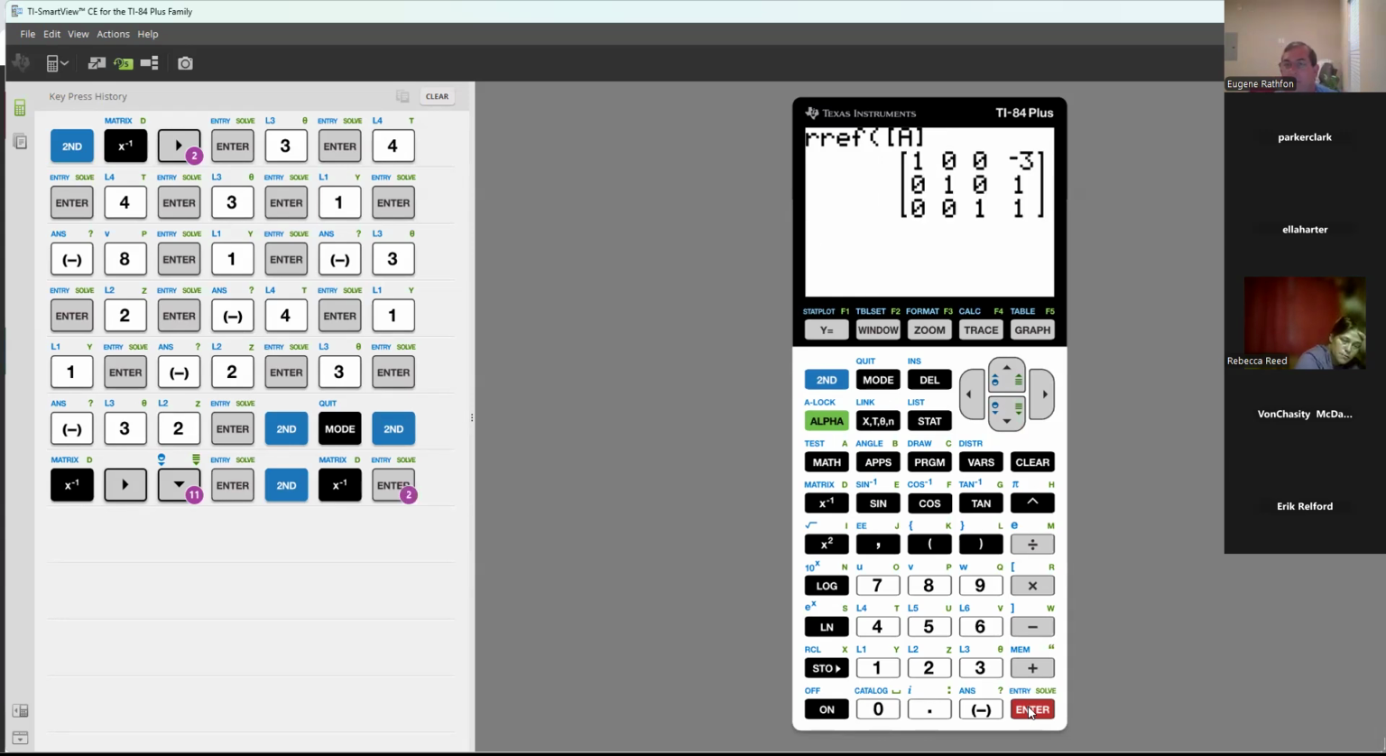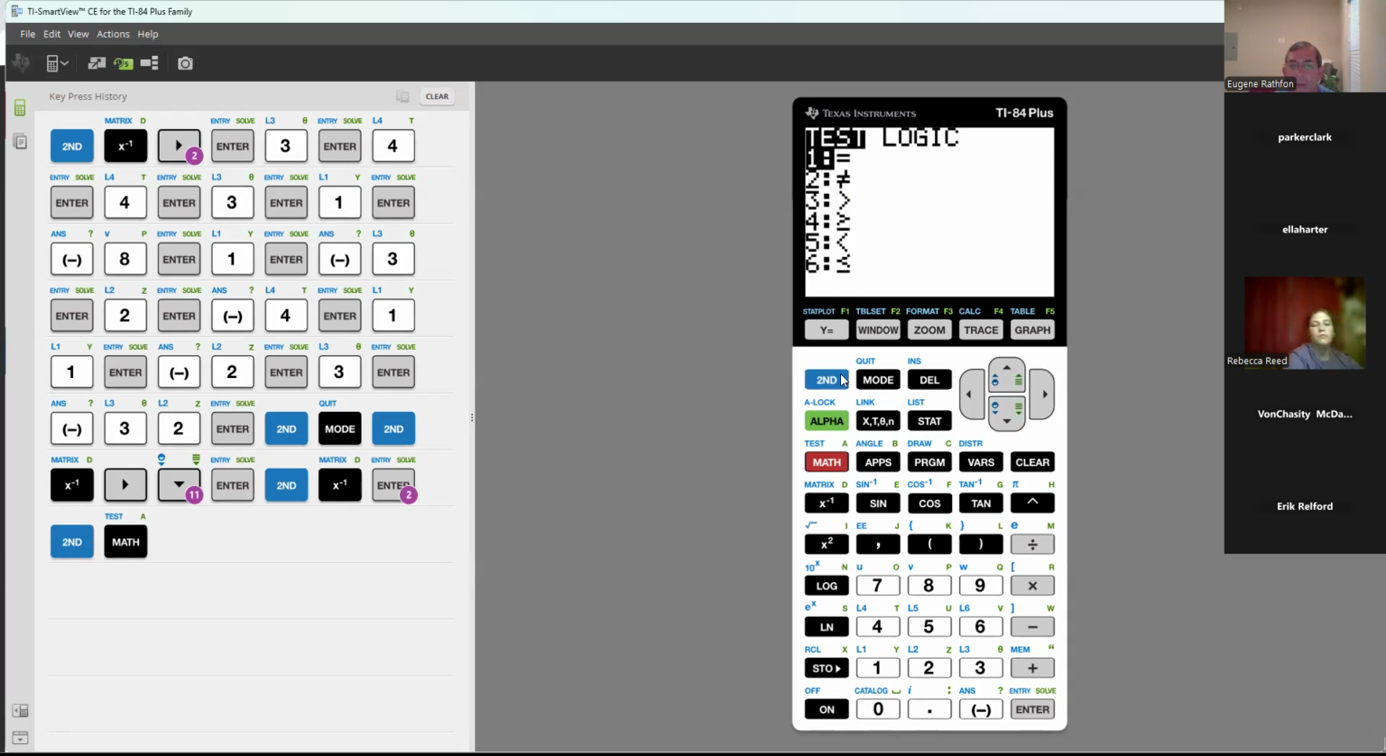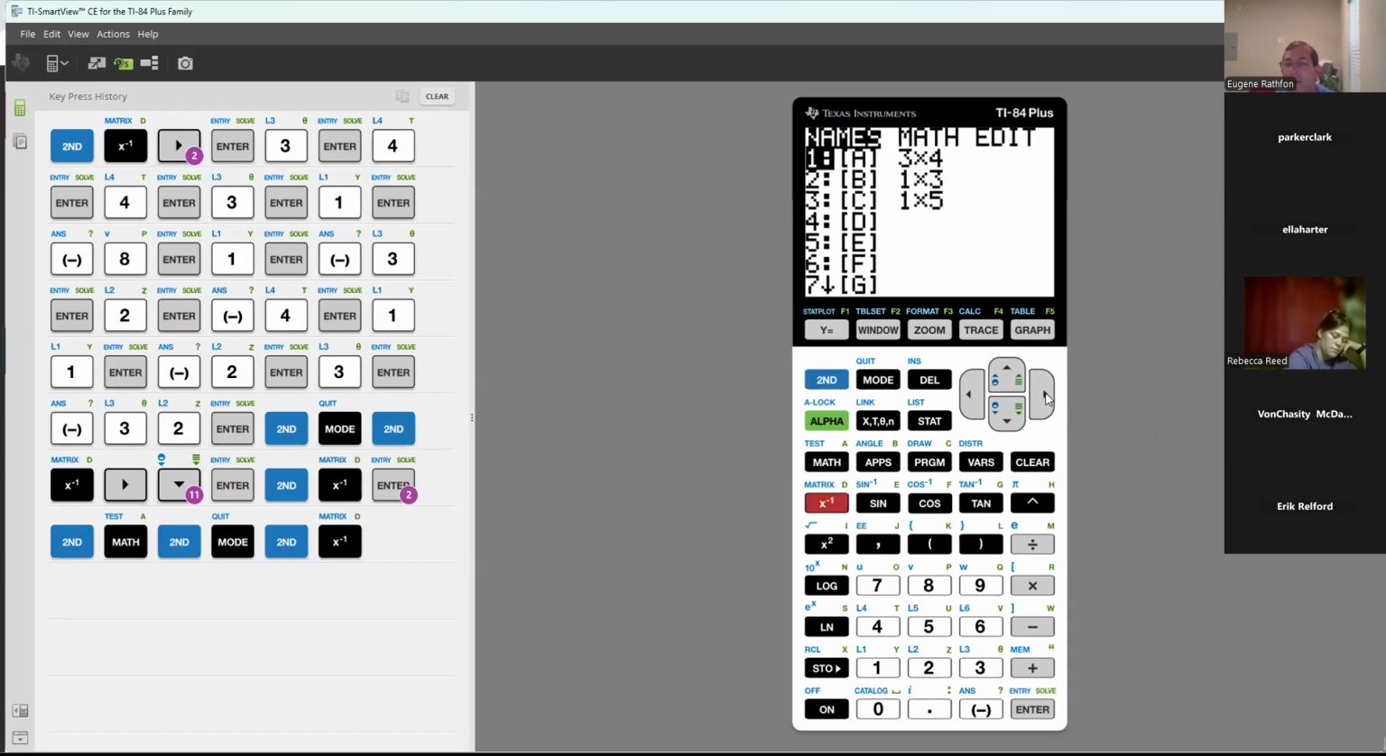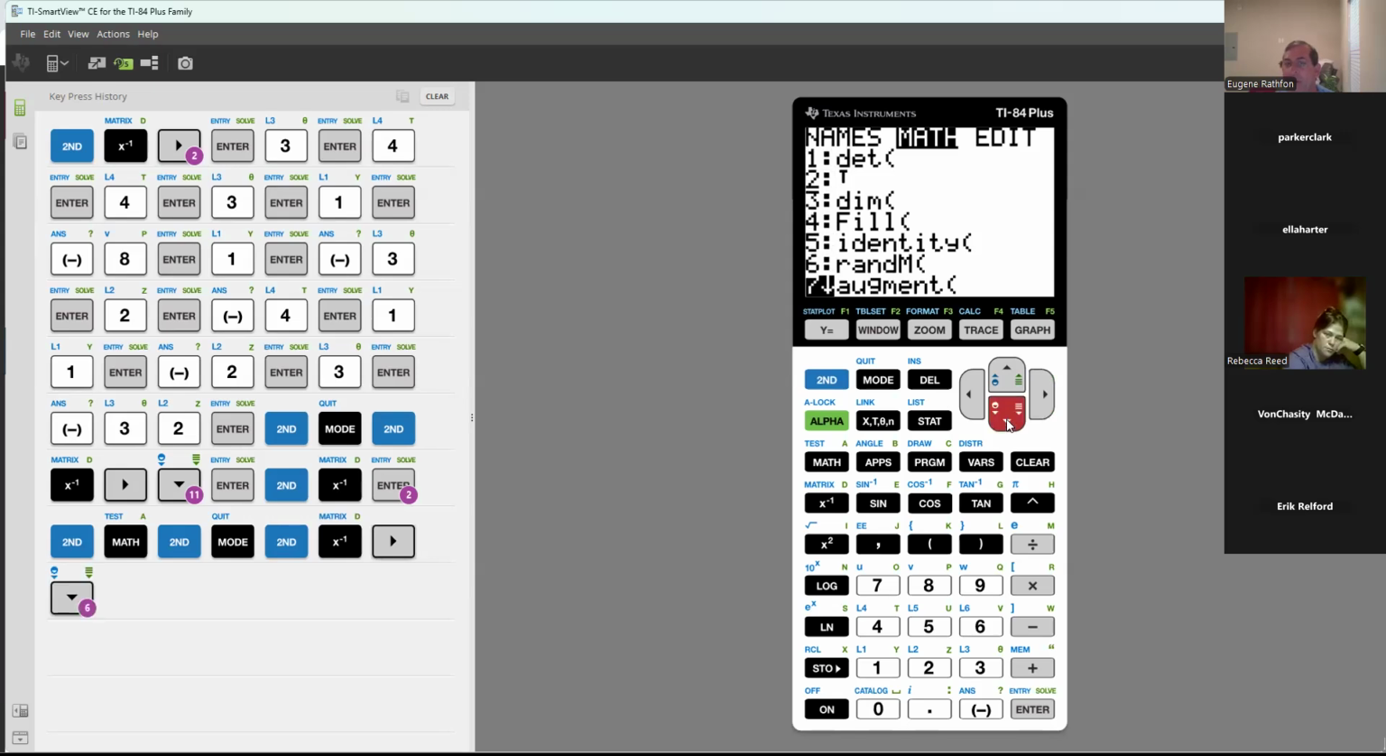Where did we get RREF from? Remind me. So I was here at second, whoops, let me go back. So I hit second x-1, I arrowed right to math, and then I went down until I found my RREF.